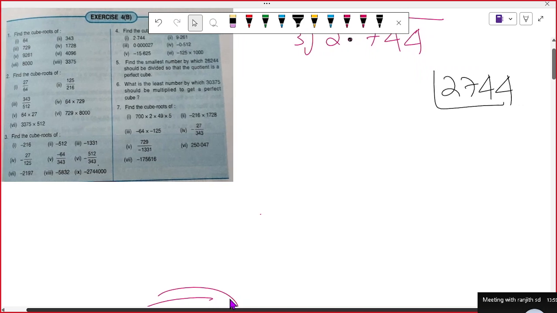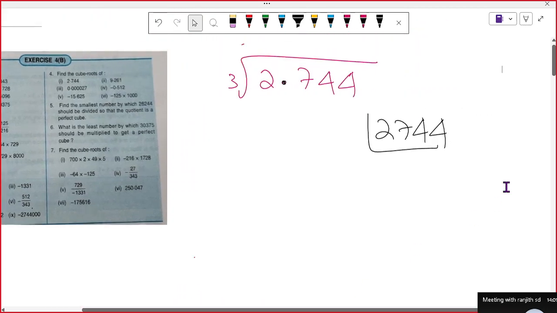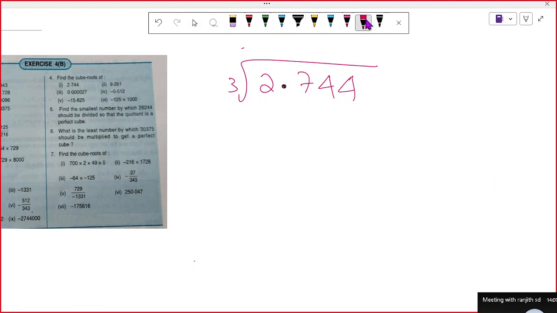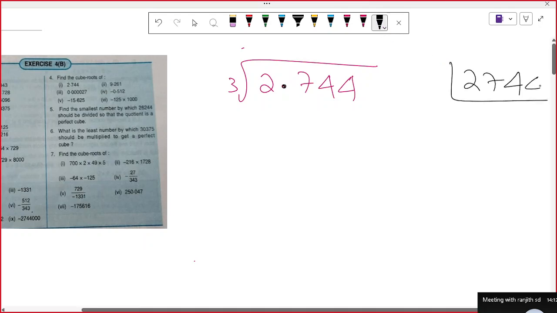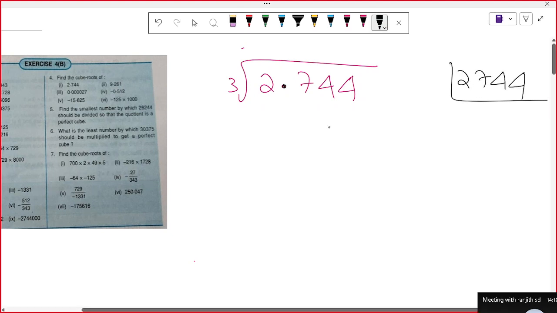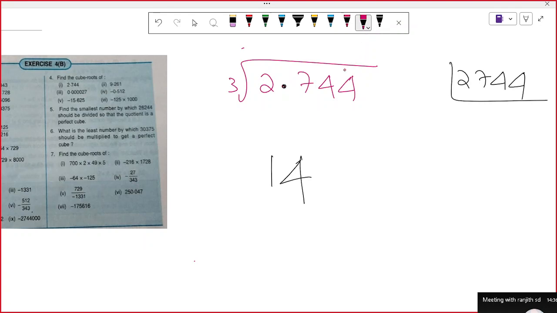Previous question it was 2744 and 3 zeros. Tanishka was smart enough to identify this. Can you see in the previous question we had only 2744? Sir, I have a doubt. What is your doubt, Akansha? We know this cube, so the cube is 14. Can we just write 14?